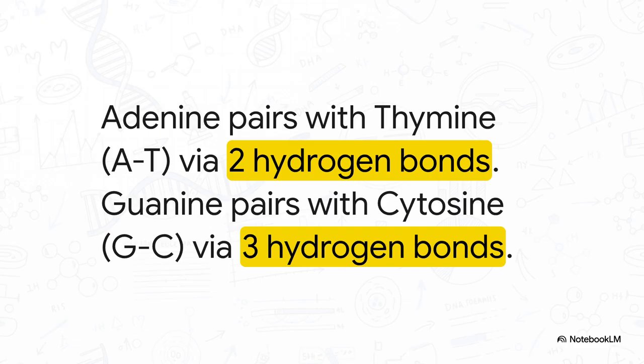And of course, the base pairing rules. A with T, G with C. But here's the part that really matters for the exam. The number of hydrogen bonds. AT pairs are held together by 2 hydrogen bonds. GC pairs are held together by 3. That extra bond for GC makes it a stronger connection. Remember that. It's about to become very important.